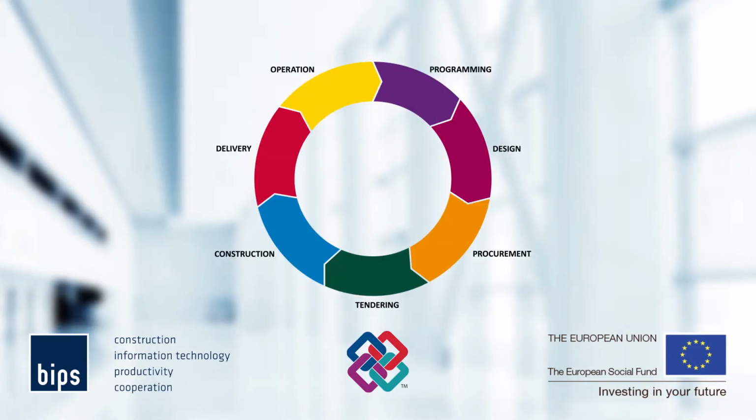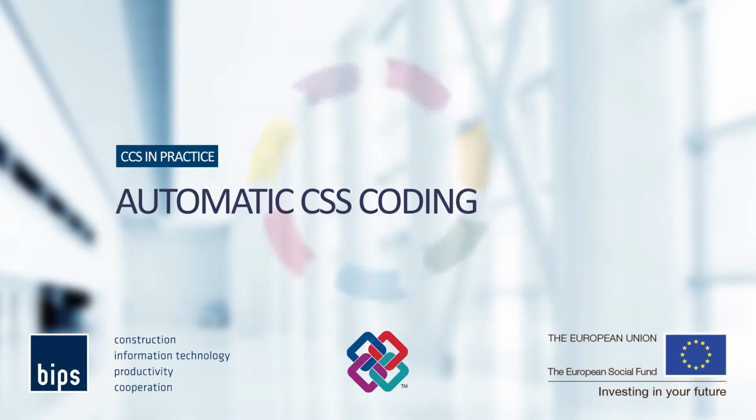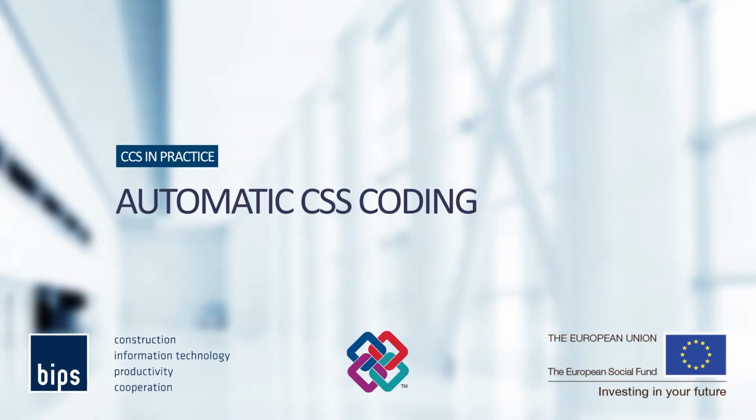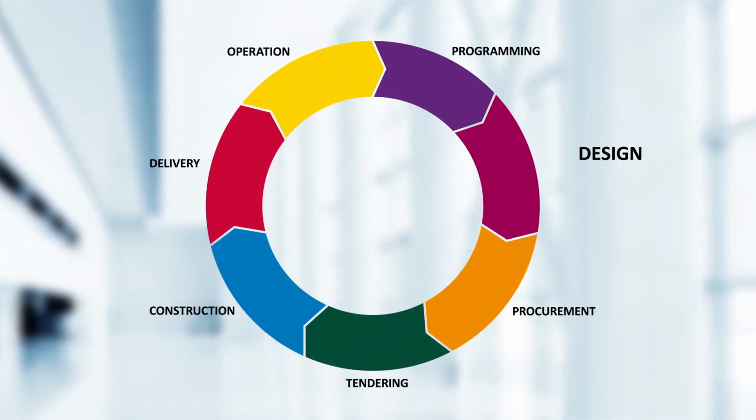CCS is a set of tools that supports the building industry through all the phases of the construction project, from the client brief phase to the building's operational use. In this video, we look closely at how one can quickly code objects with the help of software, so it becomes easy and fast to keep control of the building elements and codes.